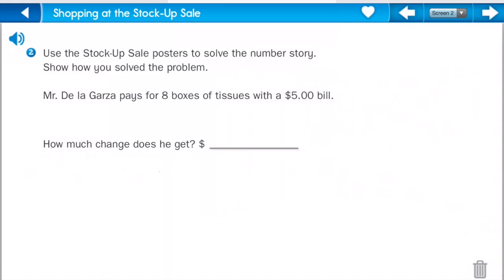All right. So he's going to be paying, we found out... All right. Mr. De La Cruz pays for 8 boxes of tissues with a $5 bill. How much change does he get? So we found out that it's going to be 57 cents. And so 0.57 would be the same as 57 hundredths.